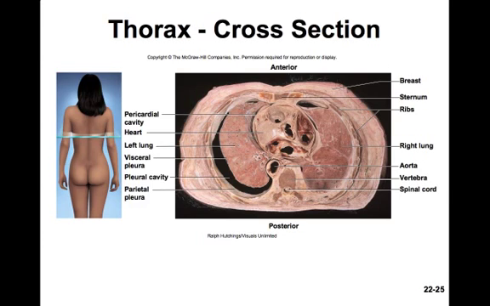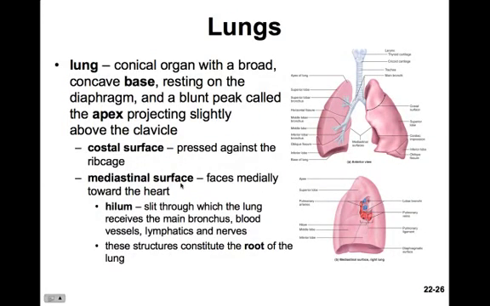Here we can see a cross-section of the thorax with the heart sitting between the two lungs. Now we'll take a look at the lungs. The lungs are conical organs with broad concave bases. They rest on the diaphragm, and they have a blunt peak called the apex that projects slightly above the clavicle.